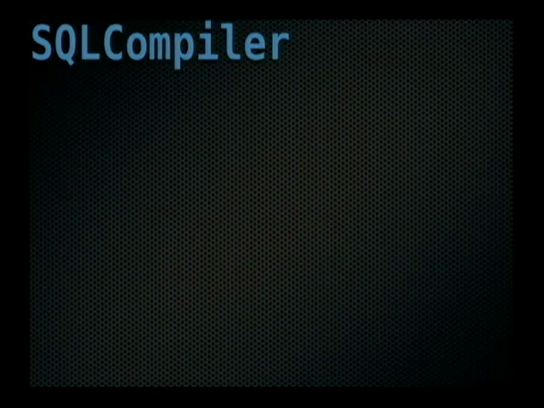So, that's database backends. Those are really kind of boring. You're never really going to mess with them, but now at least you know what the components are. Let's start talking about interesting things. Let's talk about SQL compilers.